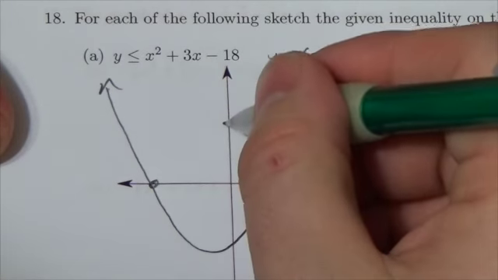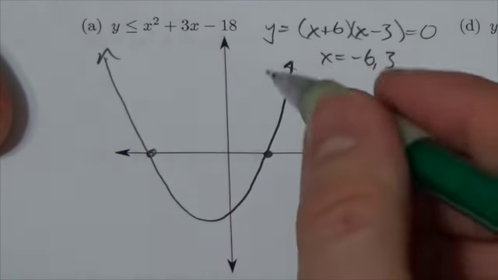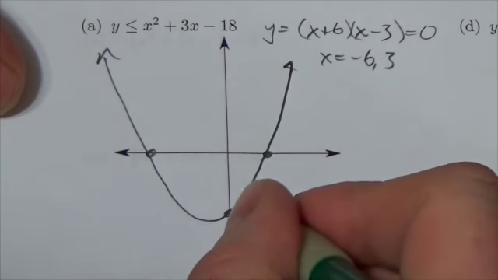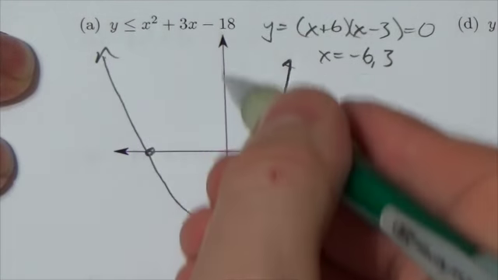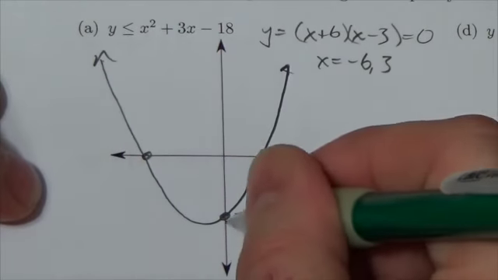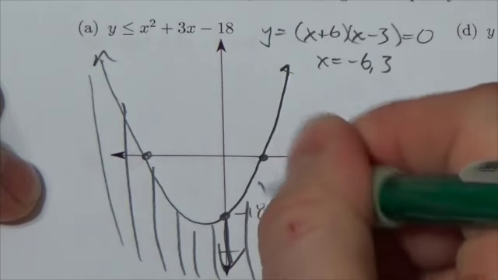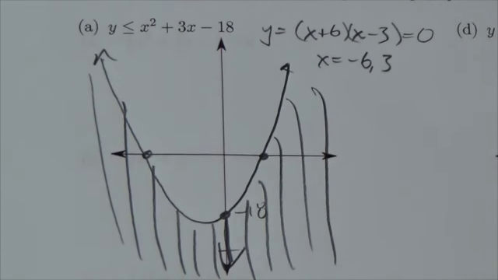And now if I just consider the y-axis, now I've done this a few times already, here's my y-intercept, this is negative 18, y is less than. So just think vertically here, what does it mean to be less than? Well, that means I'm shading this way, so I'm going to be shading all points below that graph. That's what the inequality looks like.